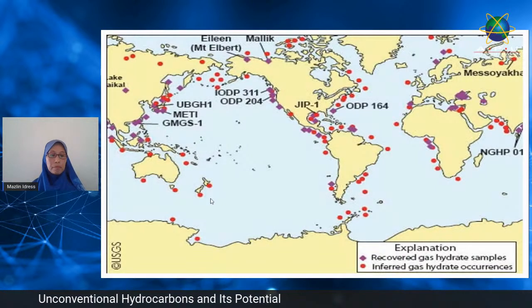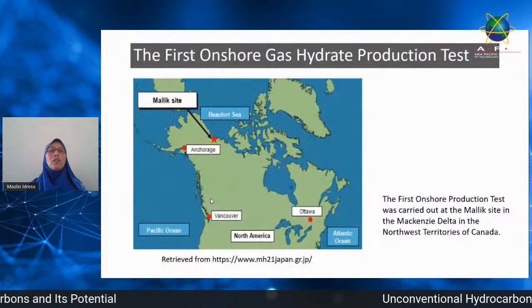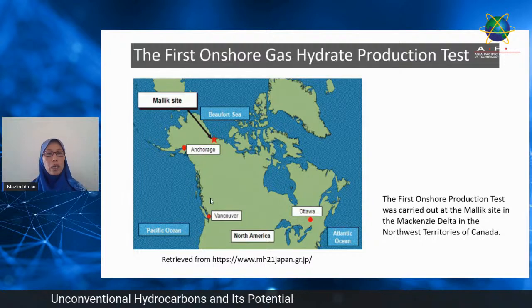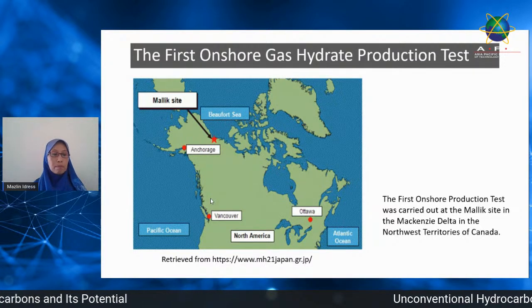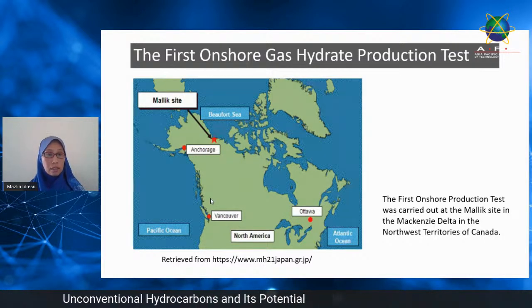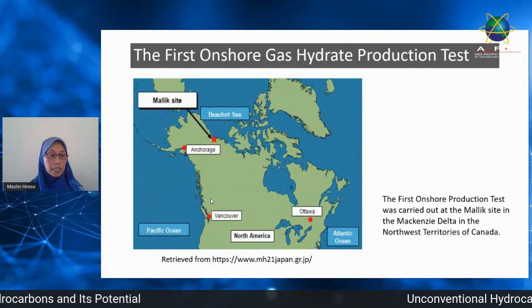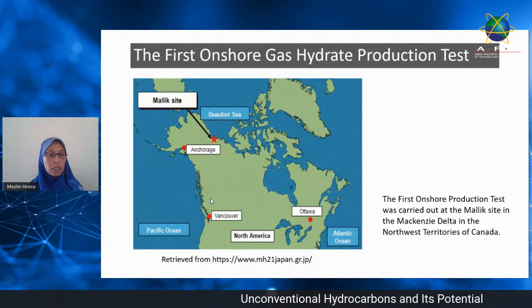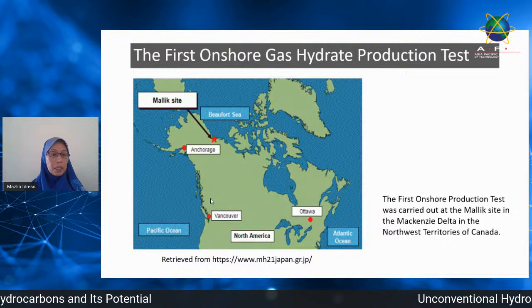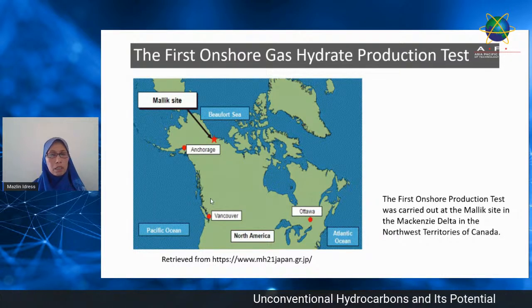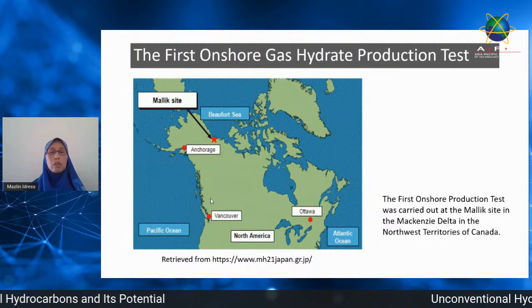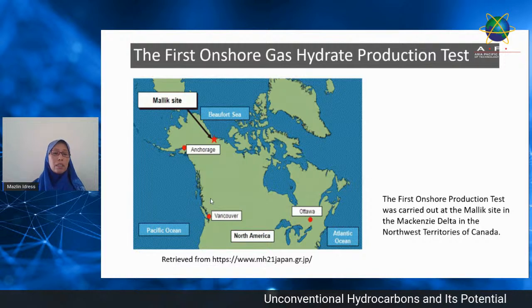And then in 2002, if I'm not mistaken, we had the first onshore gas hydrate production test. It was carried out at the Malik site in Mackenzie Delta in the Northwest Territories of Canada. In the test, they used the thermal stimulation method, the hot water circulation method. In 2002, they used a thermal circulation method to produce the methane hydrate.